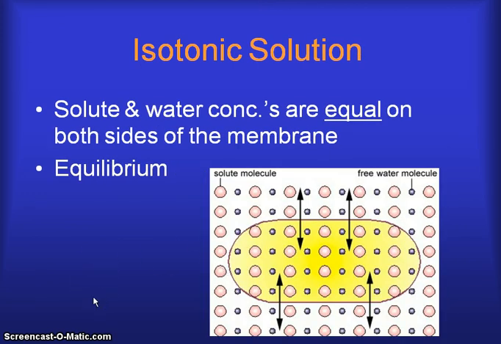Finally, an isotonic solution is kind of the happy medium. That's where the solute and water concentrations are equal on both sides of the cell membrane. So there's still some movement back and forth, but not drastically like there would be in a hypotonic or hypertonic. So that's really the ideal situation for a cell.